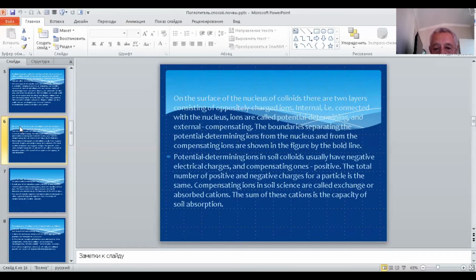Potential-determining ions in soil colloids usually have negative electrical charges and the compensating ones positive. The total number of positive and negative charges for a particle is the same. Compensating ions in soil science are called exchange or absorbed cations. The sum of the cations is the capacity of soil absorption.